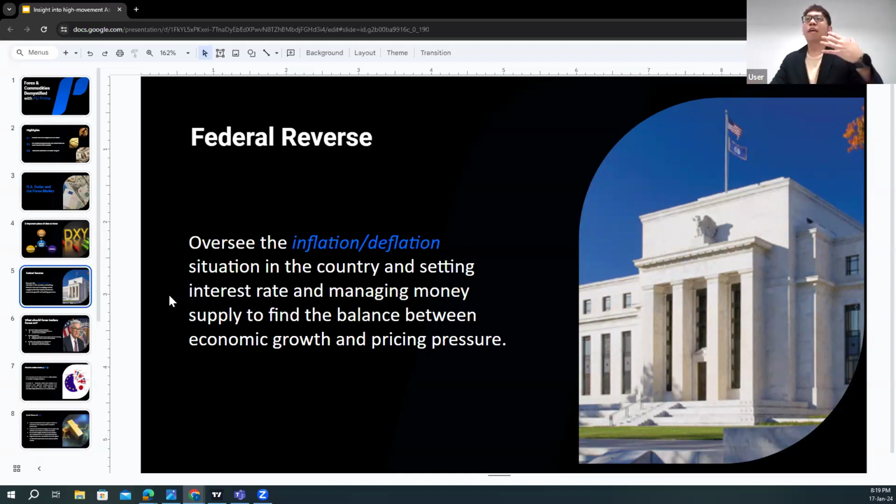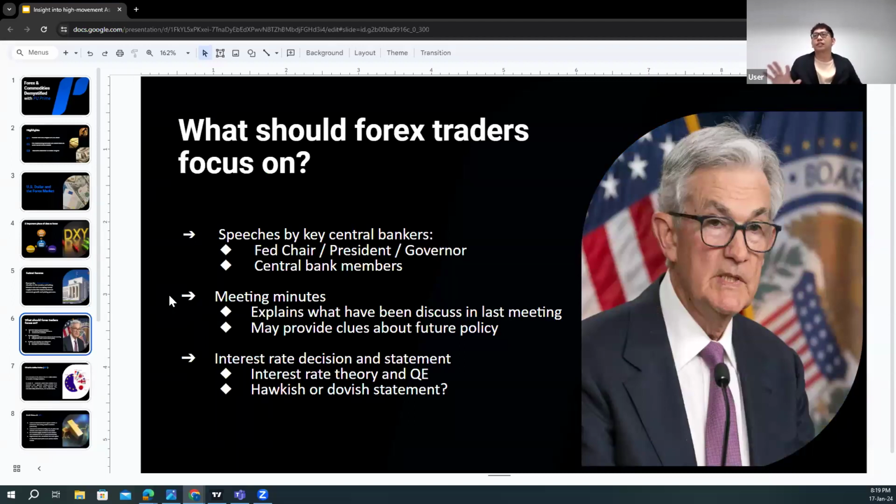Okay. So after we know that, they are the institutions that can actually manipulate the value of the dollar. So what we can watch out for after that, we can trade well by knowing in general what direction the DXY tends to go. So these are the things that I would say are very, very important if you are trading dollar related things. The first one is the speeches from key central bankers.